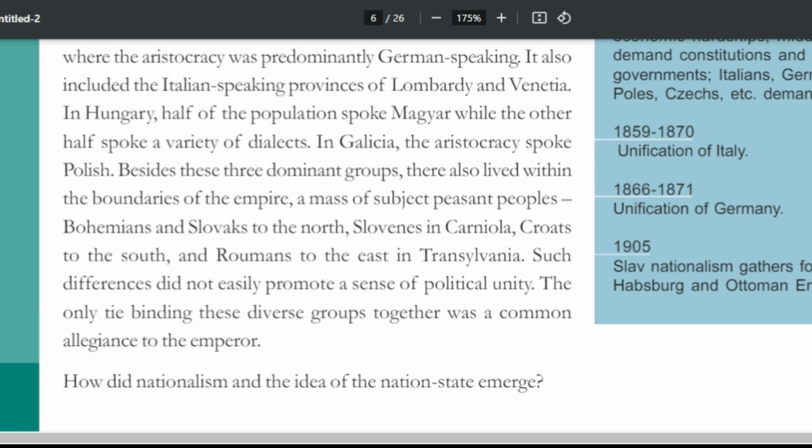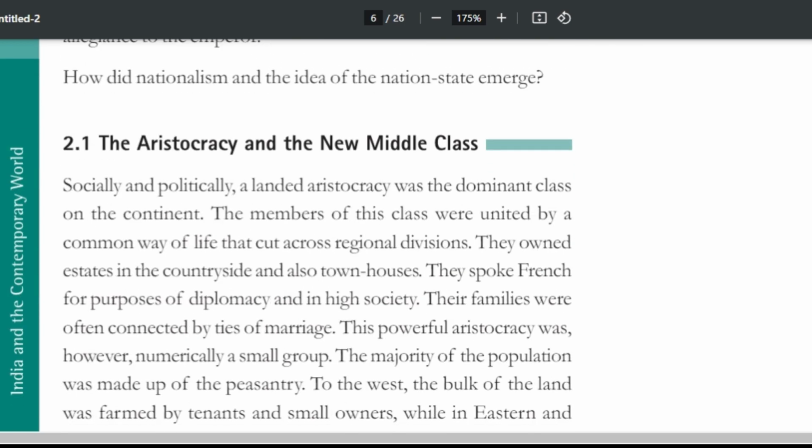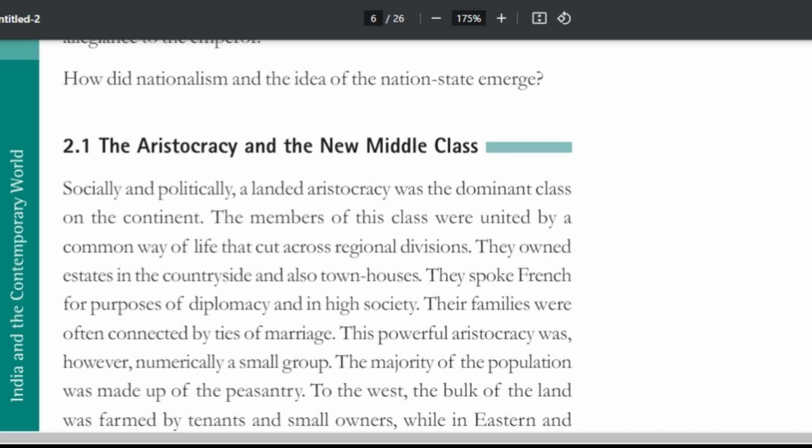Now, how did nationalism and the idea of the nation state emerge? The aristocracy and the new middle class. Socially and politically, a landed aristocracy was the dominant class on the continent. The members of this class were united by a common way of life that cut across regional divisions.